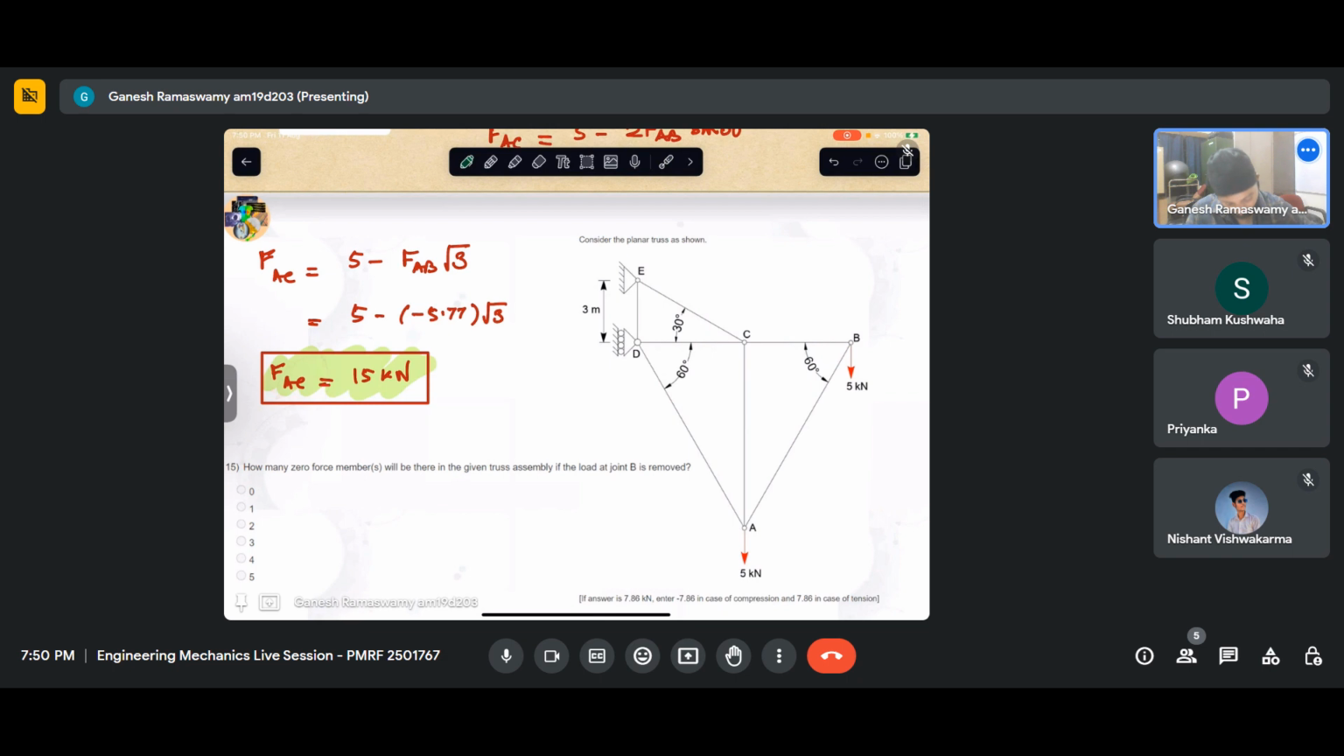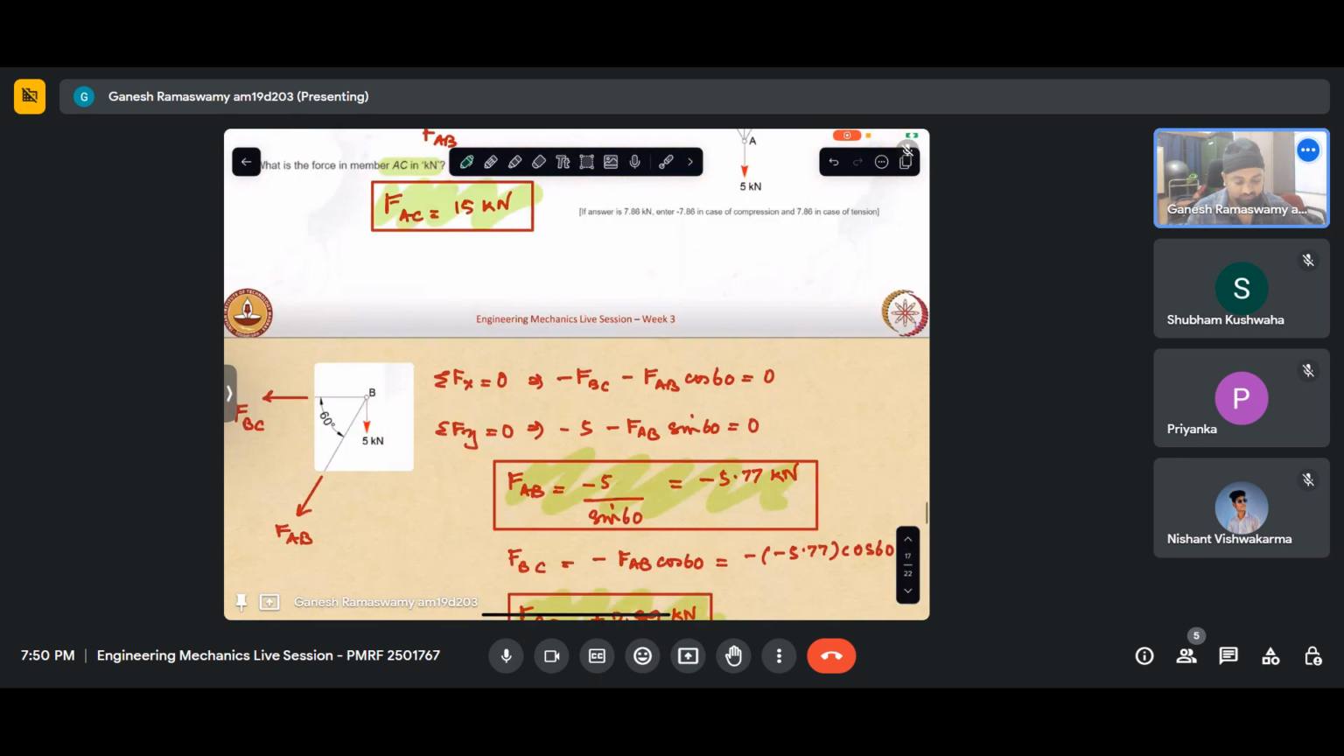So there will be 4 zero force members in the event that joint B is free of any force. So are there any questions at this juncture?